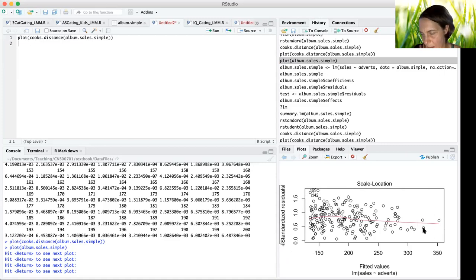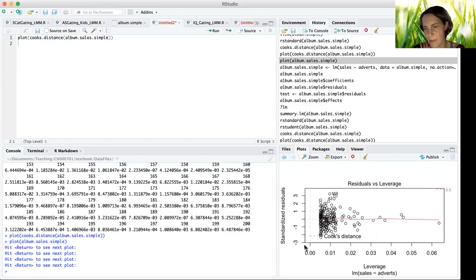So that confirms more or less that the previous plot was nothing to be worried about. It's just that we have a little bit sparser data here for the higher fitted values, but it's not an indication of heteroscedasticity. So that's okay. And then the last plot is the residuals versus leverage plot.